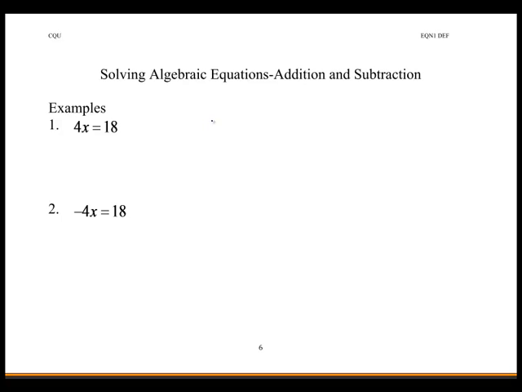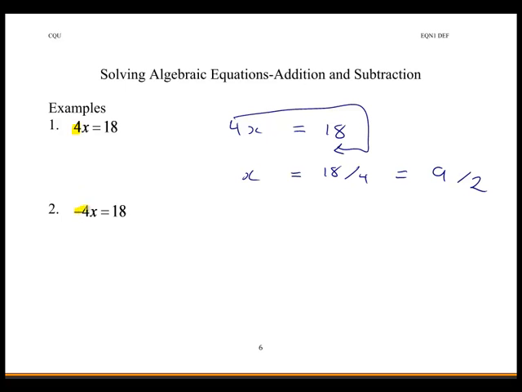Okay, so let's go through a few more examples here. So here we've got 4x equals 18. That's like an invisible multiplication sign between the 4 and the x. So we do the opposite, which is division, so it's over 4. Now you can use a calculator if you want to. It's up to you.